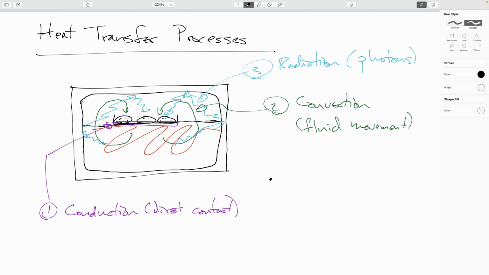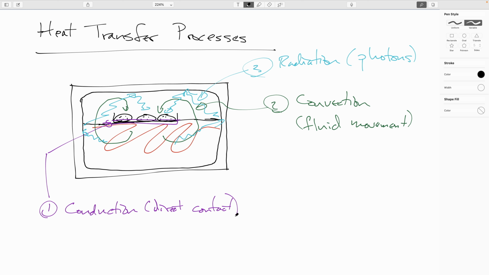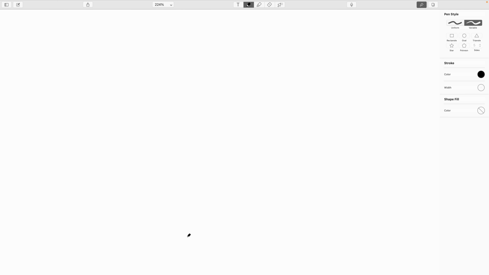All right, now it turns out that two of these methods of heat transfer, conduction and radiation, we can come up with nice mathematical models for. Convection is a royal pain. So I'll just say this about convection, and then I will go into looking at conduction and radiation.